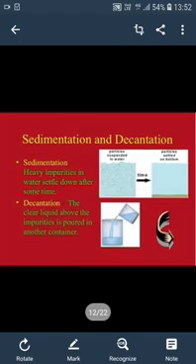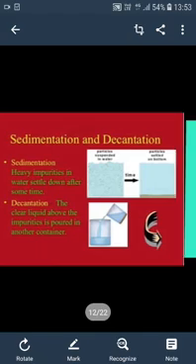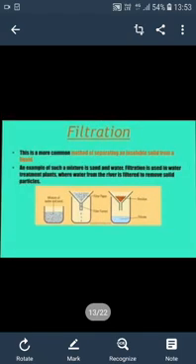So the process of pouring out the liquid to separate the supernatant from the sediment, we call decantation. Next is your filtration. See, at your home, when your mother is preparing tea, after preparing the tea, she strains the tea so that we get a clear solution in the flask and the residue remains in the strainer.